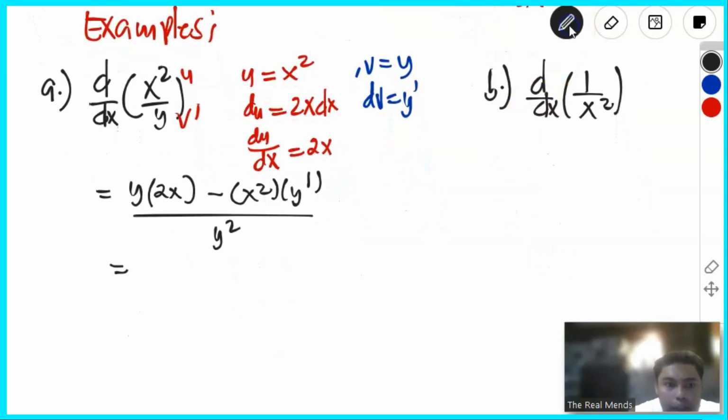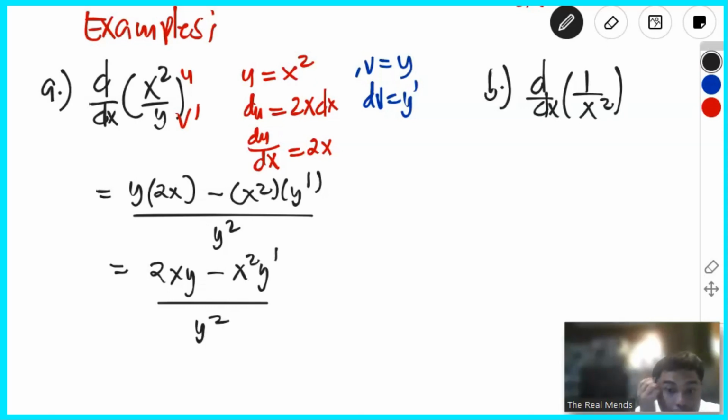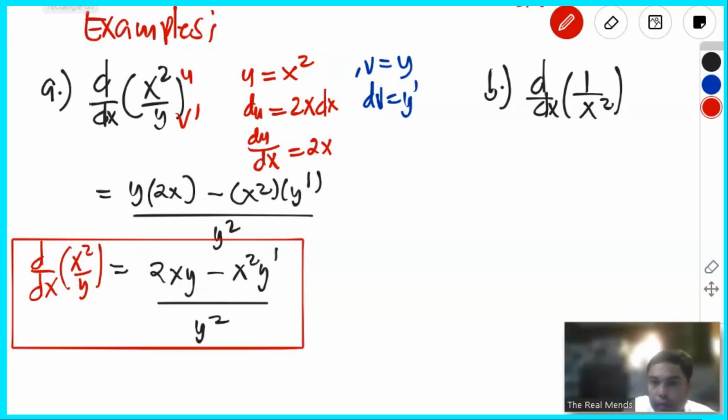And then to continue, we need to simplify this. That is 2xy minus this one, that is x squared y prime, all over this one, that is y squared. So this is the answer for get the derivative of x squared over y. So this is the answer.